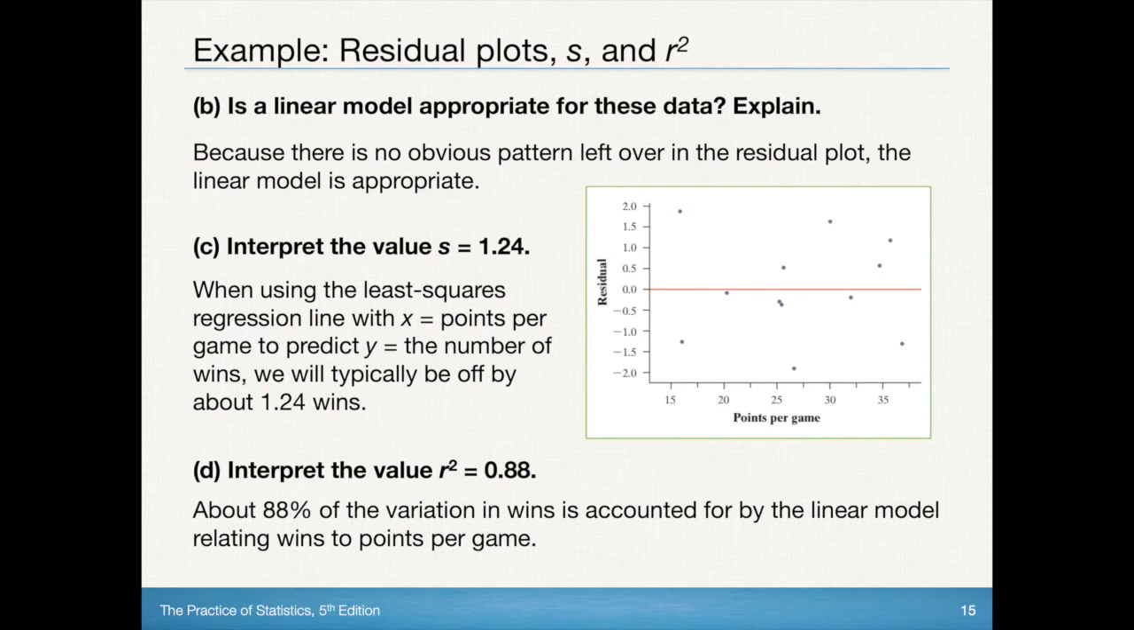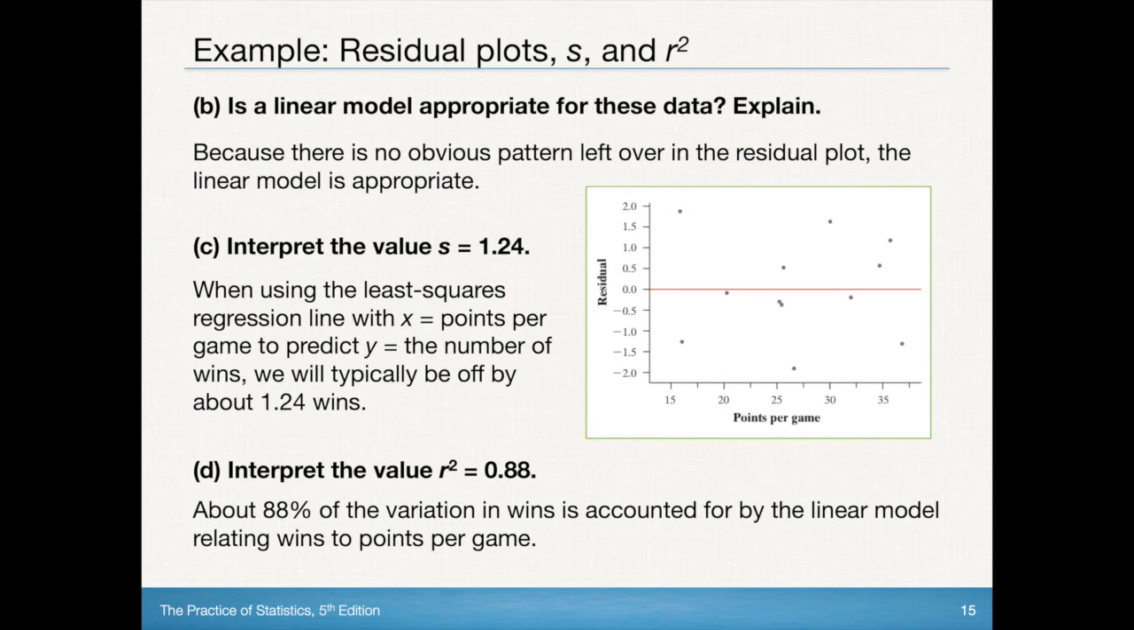The final one, which is a very scripted answer, is interpret the value r squared is equal to 0.88. I would encourage you strongly to simply write something like this out where you give yourself blanks to represent where you would fill in the context of the problem. But about 88% of the variation in wins is accounted for by the linear model relating wins to points per game. So there's so much loaded here in this answer.